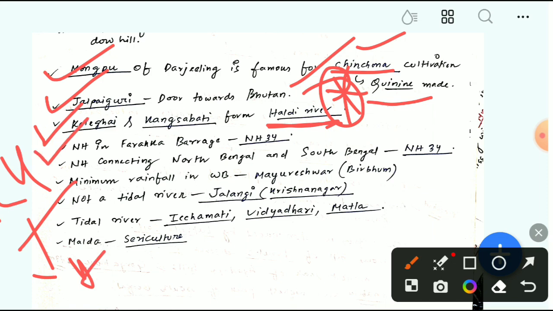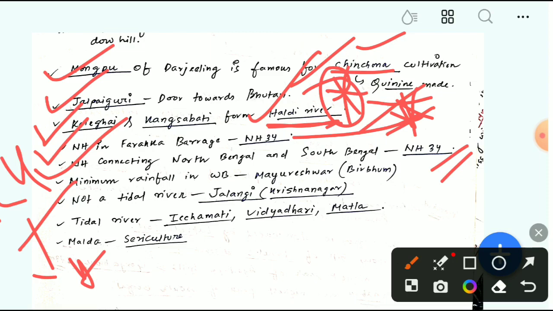Next is the National Highway at Farakka barrage. So Farakka barrage, you know, was built to save the Kolkata port, to irrigate the land, and also to save Bangladesh from floods. It is on National Highway 34, which goes to Siliguri and the northeast. So National Highway 34. Next, the national highway connecting North Bengal and South Bengal is the same NH 34.